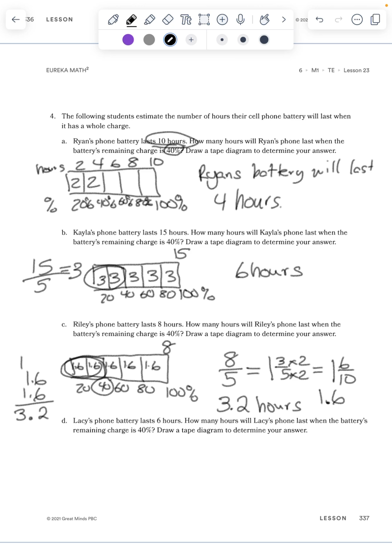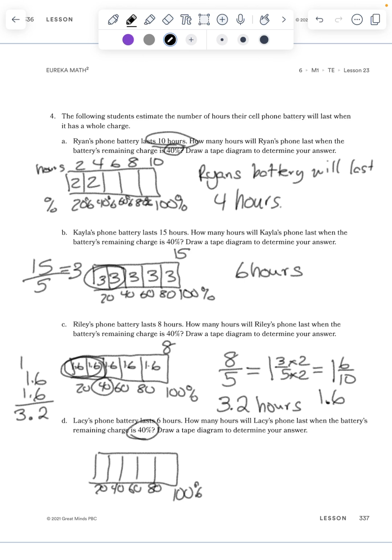All right, and then part D, Lacey's phone battery lasts 6 hours. How many hours will her phone last when the remaining charge is 40%? Draw a tape diagram. So again, I'm going to draw a tape diagram. I'm going to split it into 5 equal pieces so I can get that 40%. So 100% would be here. I'm splitting into 5 equal pieces, so I need to draw 4 lines. 1, 2, 3, 4. And so you have 20%, 40%, 60%, 80%, and then 100%.